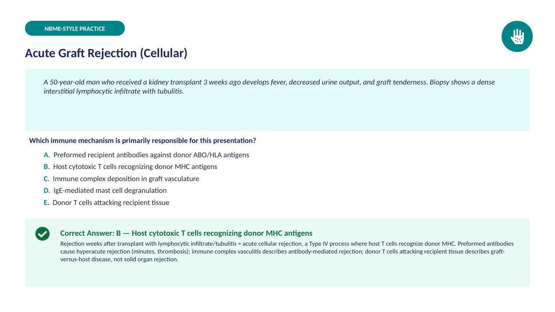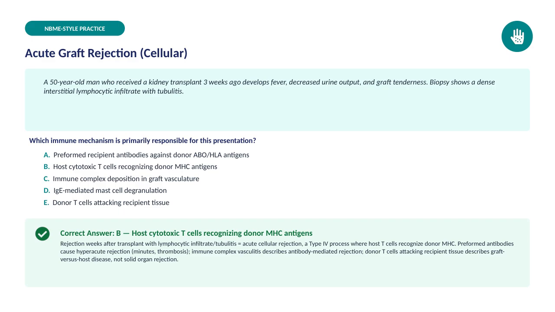A 50-year-old man with a kidney transplant who develops fever, reduced urine output, and tenderness over the graft after 3 weeks is likely experiencing acute cellular rejection. This is confirmed by a biopsy showing a dense lymphocytic infiltrate and tubulitis. The key immune mechanism here involves the recipient's cytotoxic T cells recognizing donor MHC antigens, which triggers a targeted T-cell mediated attack on the transplanted tissue. This type 4 hypersensitivity reaction typically occurs weeks post-transplant.